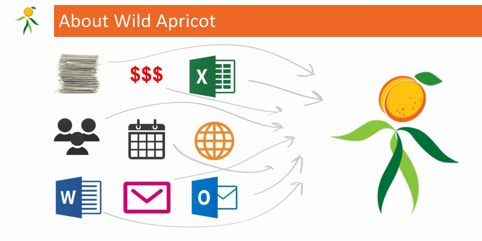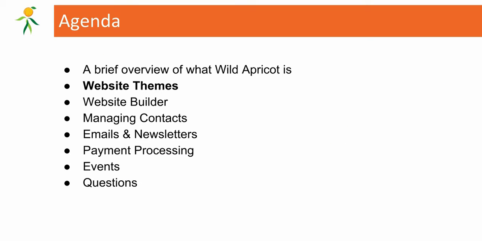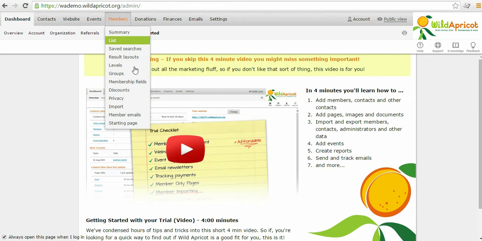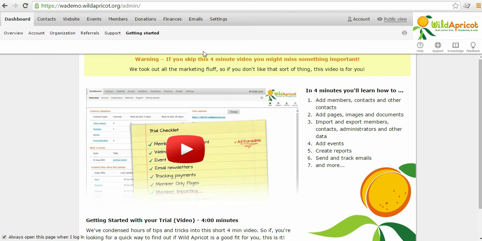All right, so I'm going to show you Wild Apricot now, and I think it's best if we start with our themes. So right now I'm just going to log into my account. I've already created a free trial. I'll send out instructions afterwards on how to create a free trial if you haven't done this already. So here we are in the admin panel.